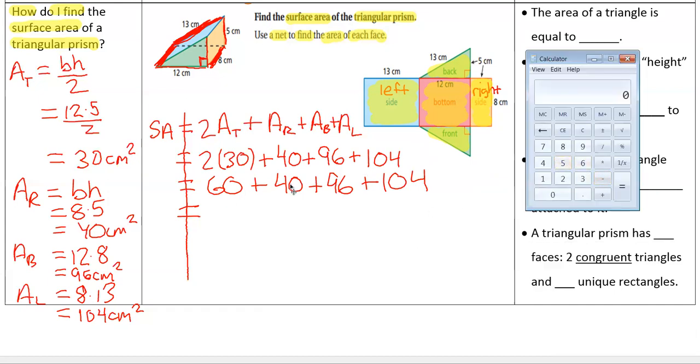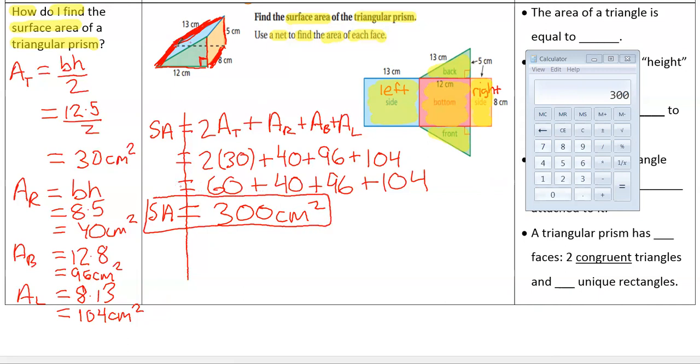Well, 60 plus 40 is 100. 100 plus 96 is 196. Well, what's 196 plus 104? I could have done that in my head. It's okay. It's better that I check, right? That's what Mr. Plunkett says. Make sure you check like 300 times. Because Mr. Plunkett's like, make sure you're accurate. Attend to precision. Mathematical practice standard number 1. Centimeters, wait, surface area. Area is square area. That's 300 square centimeters it would take to cover this entire triangular prism.